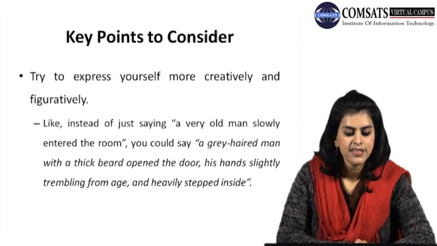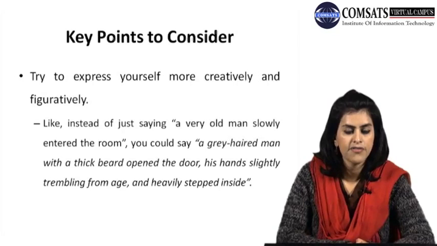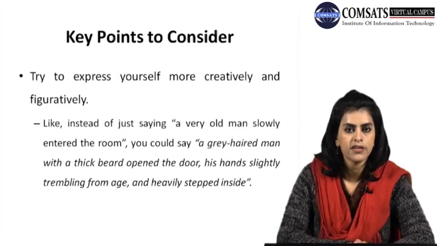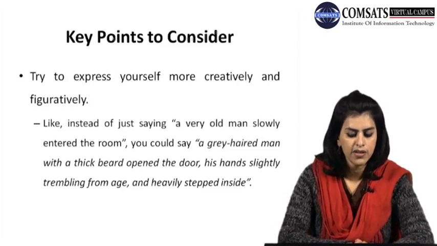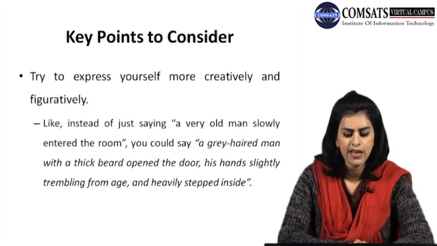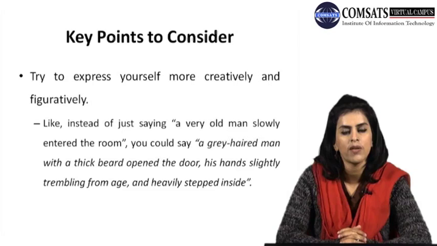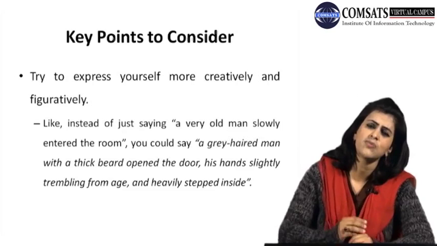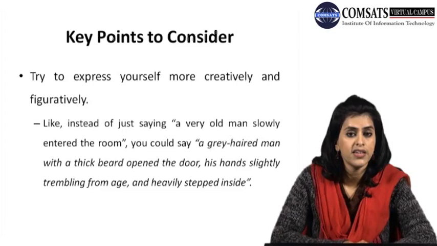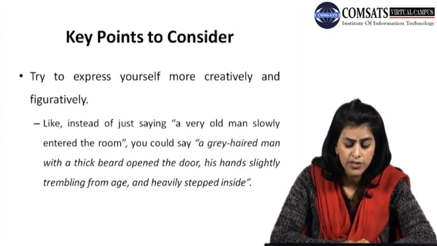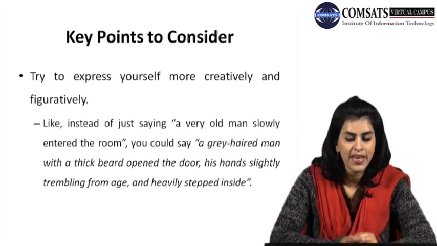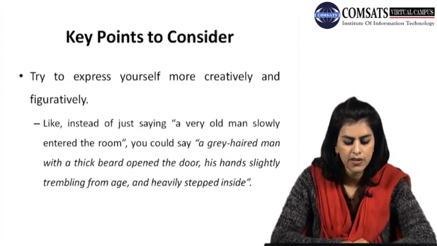The next key point to consider is to try to express yourself more creatively and figuratively. Like, instead of just saying a very old man slowly entered the room, you are supposed to write a gray-haired man with a thick beard opened the door, his hand slightly trembling from age, and heavily stepped inside. Now see the difference between these two narrations, how the writer is being very creative in the second one. Saying a very old man slowly entered the room is a very common way of saying things. Instead, the writer has replaced the common words with very good adjectives and verbs to make that old man enter the room: a gray-haired man with a thick beard opened the door, his hands slightly trembling from age, and heavily stepped inside.